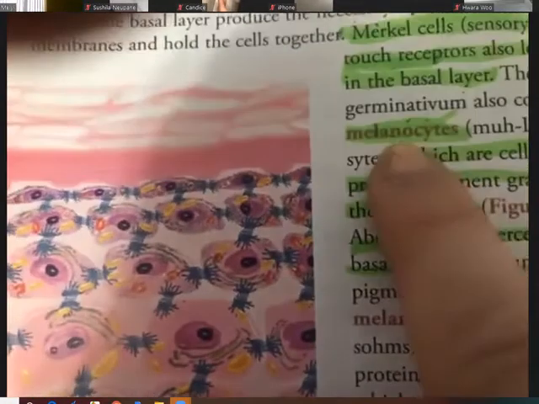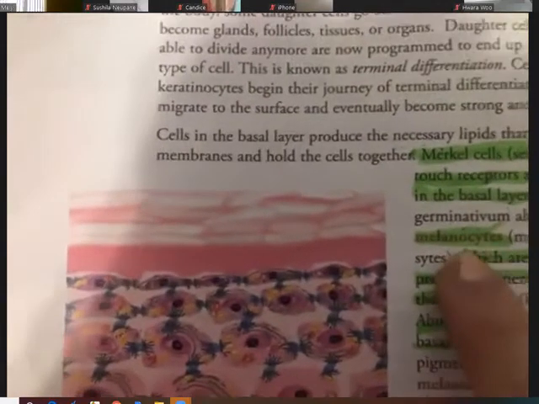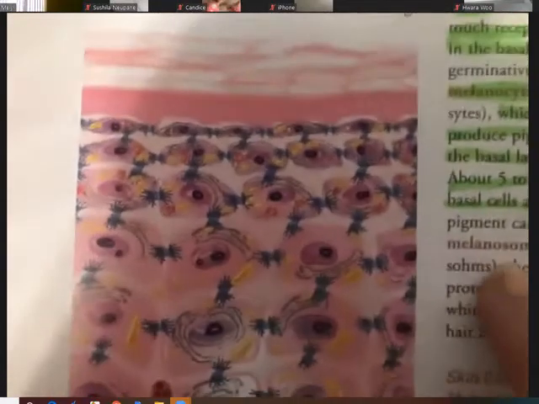Okay? This is the inside. Inside. Inside the melanocytes, you will see melanosomes. So all these are melanosomes. Okay? These melanosomes are like factory.